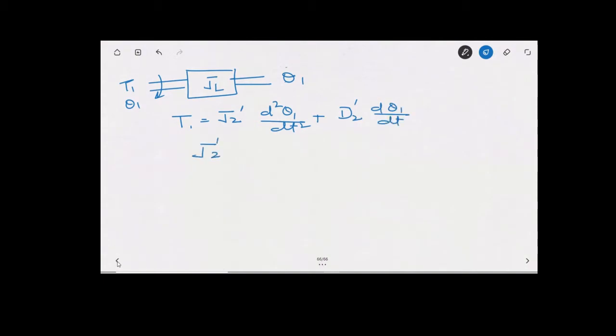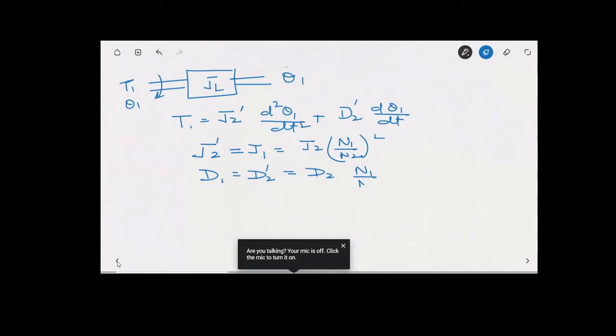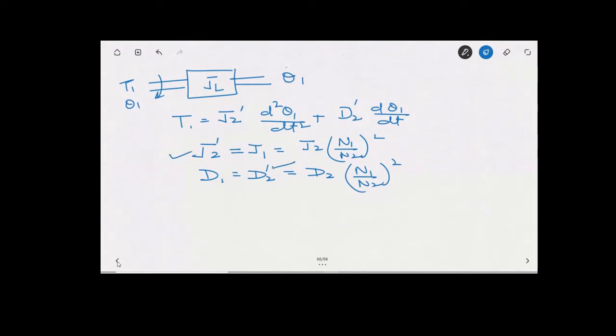where what is J2 dash? J2 dash is J1, which is equal to J2 N1 by N2 square, and D1 is D2 dash, which is equal to D2 N1 by N2 square. So this J2 dash and D2 dash are called as the equivalent moment of inertia and equivalent viscous friction damping coefficient refer to the primary shaft. मतलब हमने इसको यहाँ पे रेफर कर लिया.